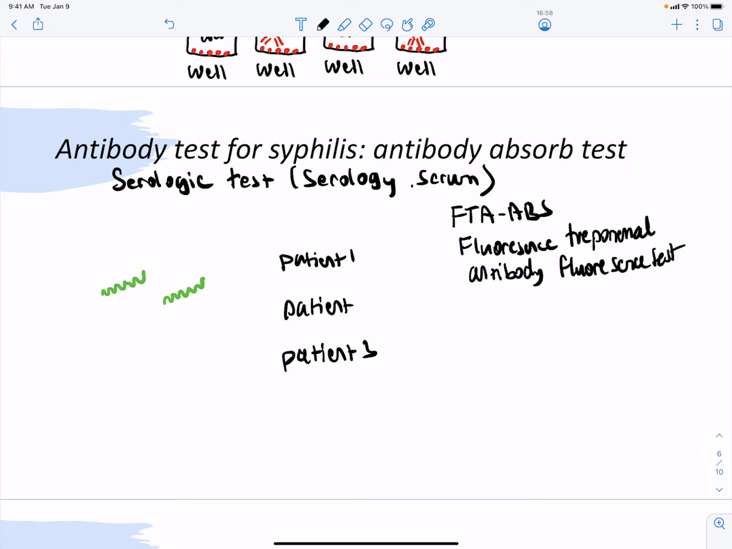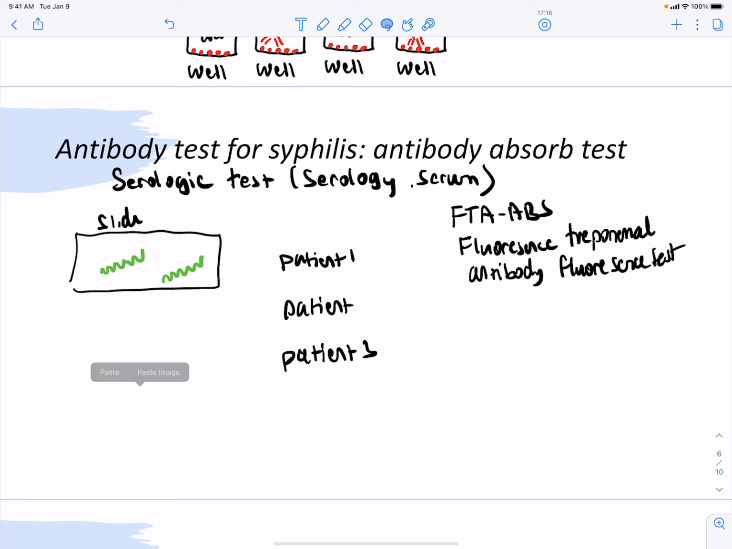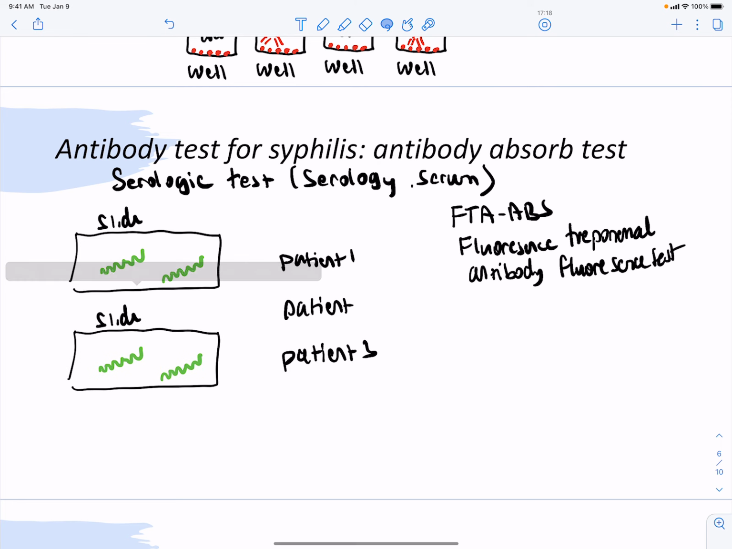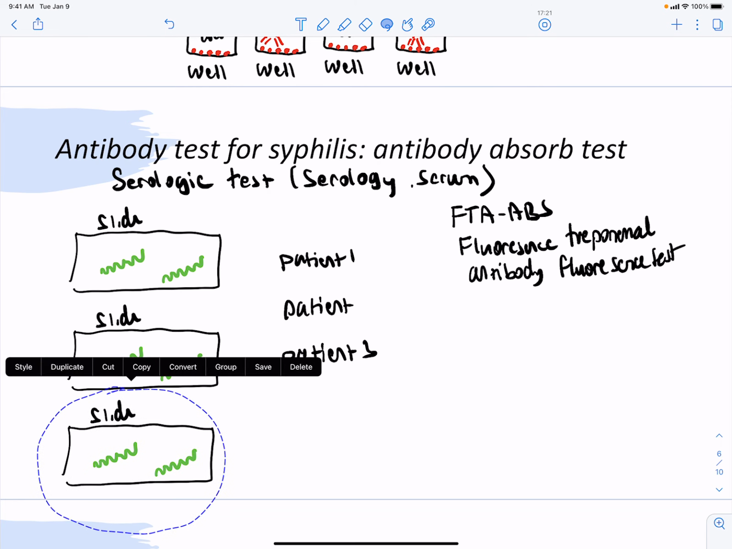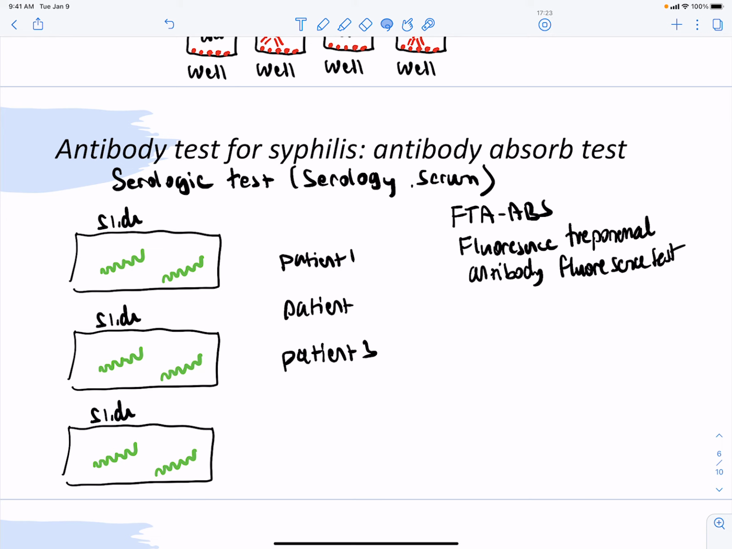and this time in your wells you're actually going to use a slide. So this is a slide. You're going to have your treponema bacteria on your slide. Now, you wouldn't see them as being green. I'm just showing it as being green, just so you can see it. And then what you do, let me split these guys up. What you do is you take serum from each of the patients and you add it to the slide.